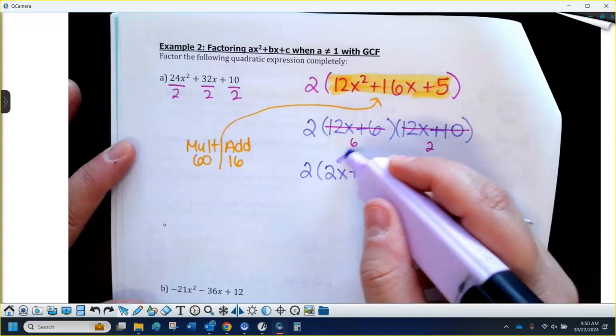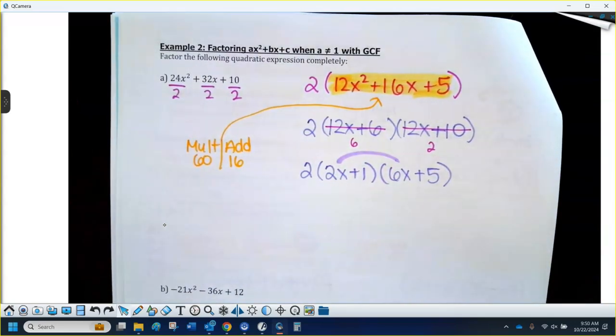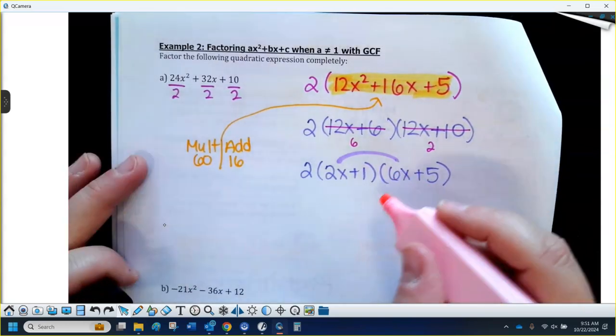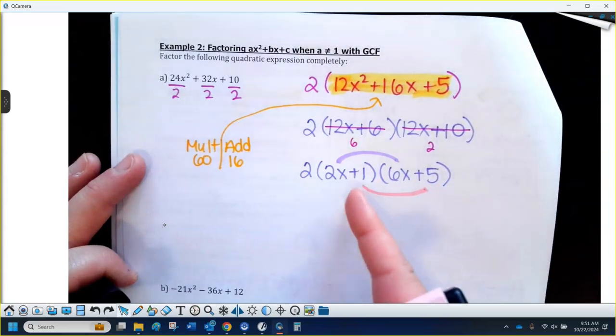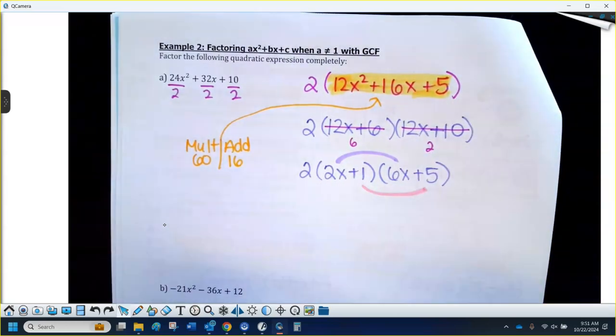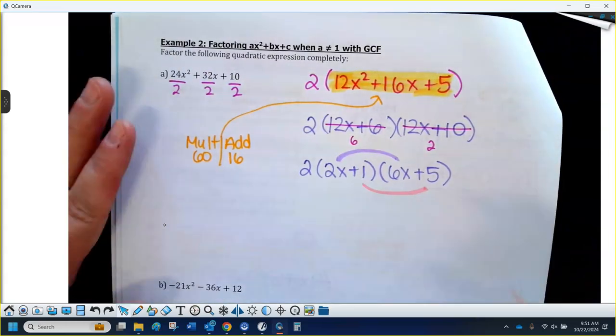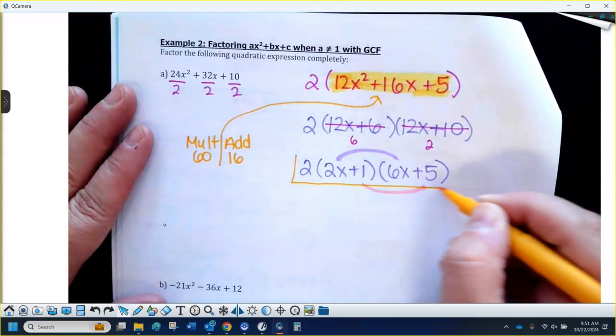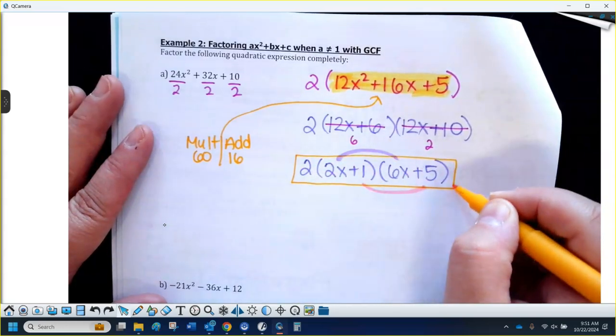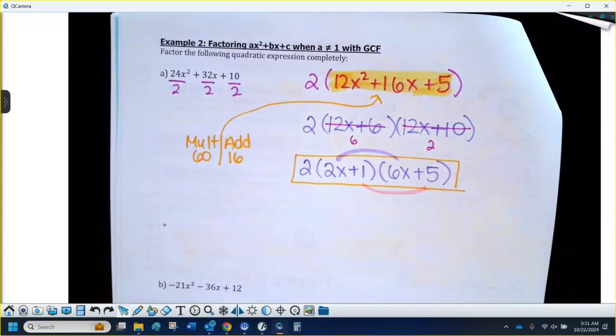Now, I'm just looking at the quadratic to check this real quick. So first and first should give me the first term. So 2x, 6x multiplied together, that is 12x squared. And then last and last, 1 times 5 is 5. So we should be totally fine. It's just when you write the answer here, if it had a greatest common factor in the original problem, you'll just have that out in front. So I'll have a little 2 out in front of the factors that we further broke down.